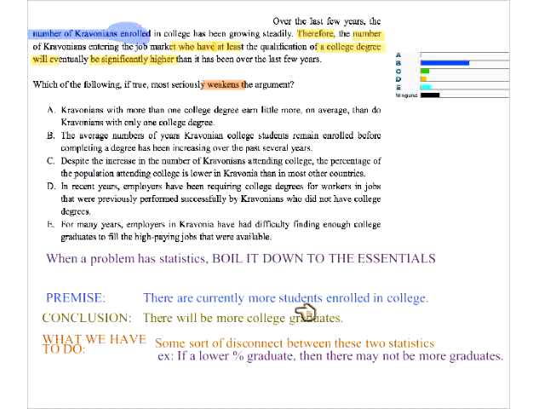So the only choice here that does that is B, like boy. What B does is say that people take longer to graduate from college. So if people are staying longer, then there will be more enrollees per graduate.